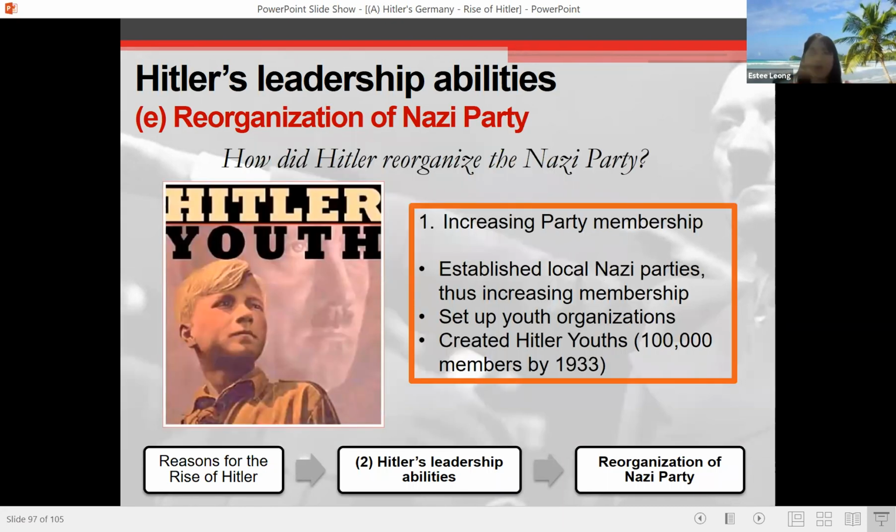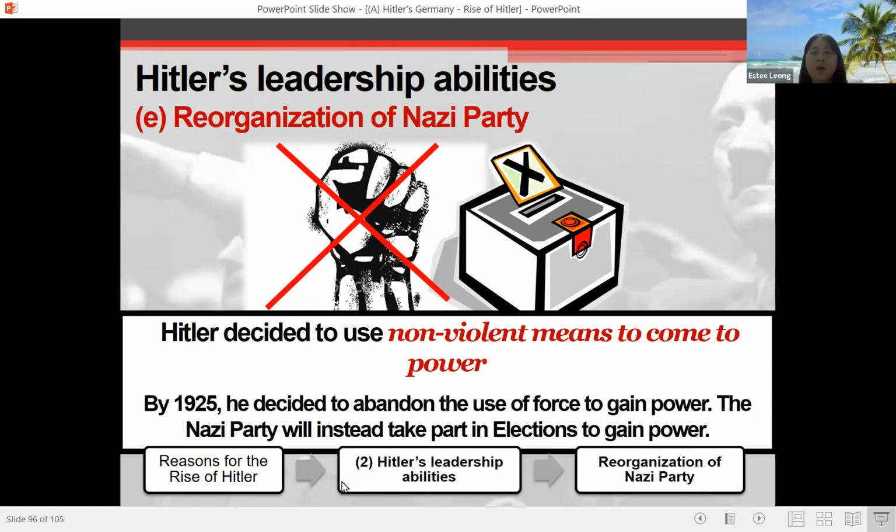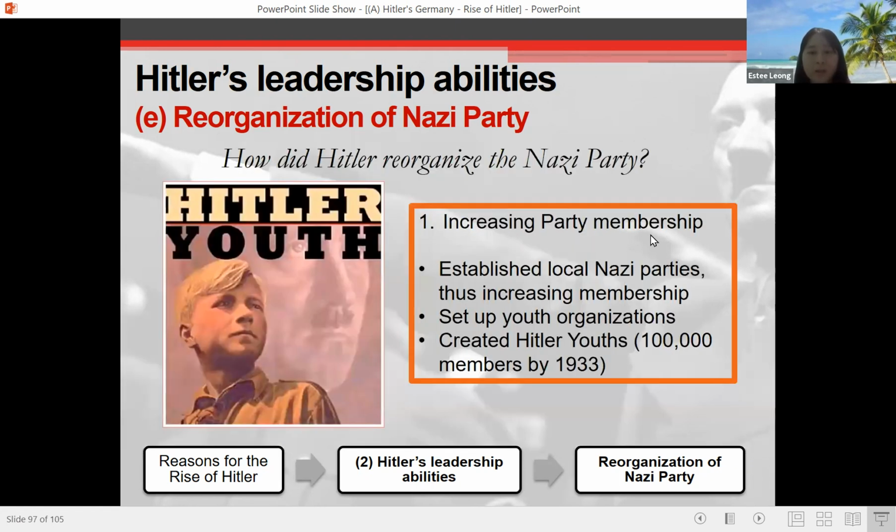So then he started to reorganize the Nazi Party in order to fulfill the aim of taking part in elections to gain power. He started to try and increase party membership, so people joined his party and were loyal to the Nazi Party. He started to establish local Nazi parties and created the Hitler Youth. That was modeled after things like Scouts and Girl Guides: they had a uniform, and they had to swear loyalty to Hitler and the Nazi Party. This was one way of getting the people to support the Nazi Party.